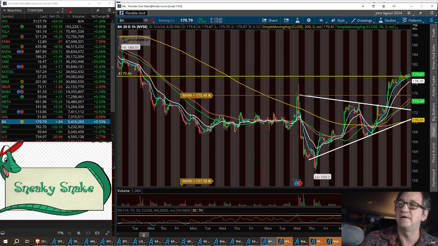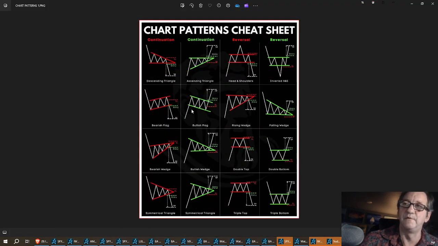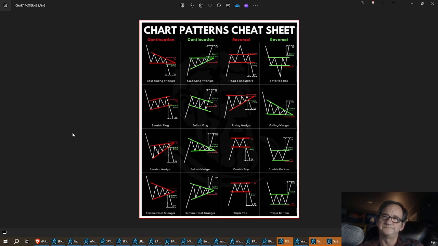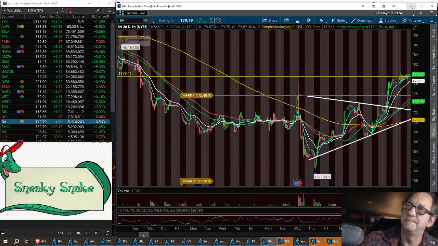So I'm looking for patterns. I'm always looking for patterns. Double top, get out of the trade. Rising wedge, get out of the trade. Head and shoulders, get out of the trade. Triple top, get out of the trade. We got a continuation to the downside: descending triangle, bear flag, rising wedge, symmetrical flag. Reversal: inverse head and shoulders. We got a falling wedge, double bottom, triple bottom. That's what I'm looking for.